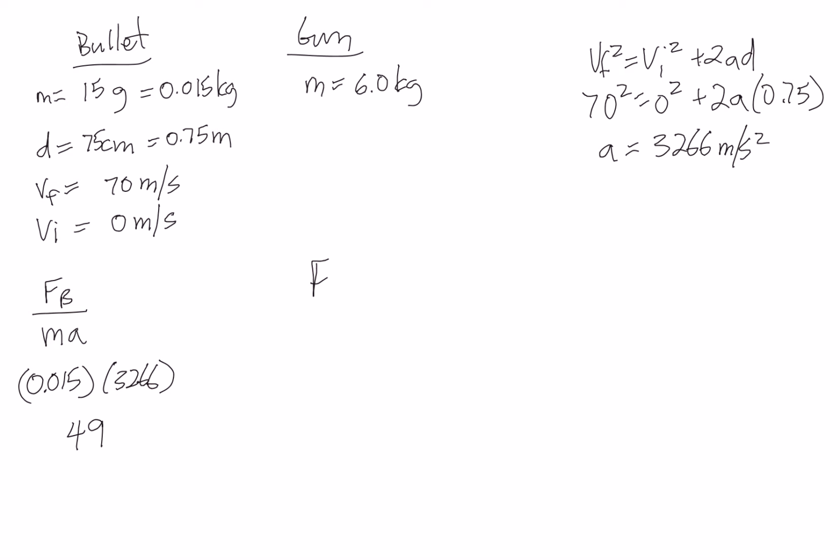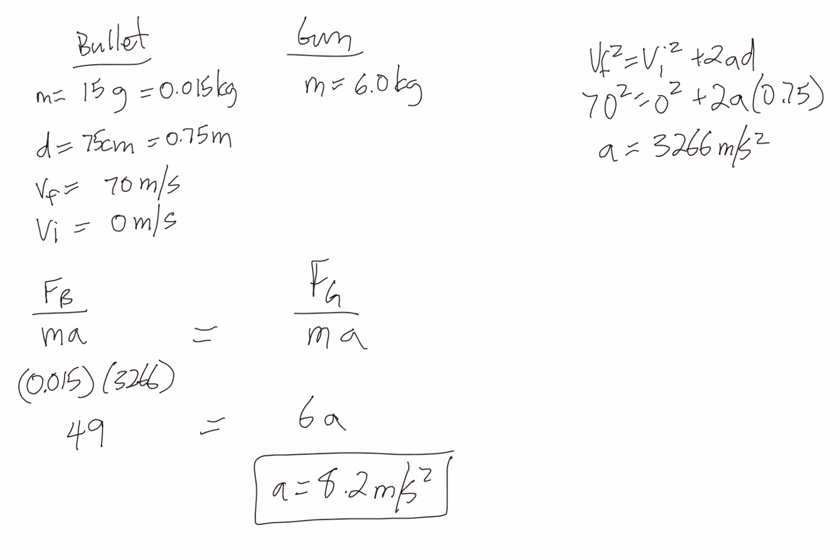So that means the force acting on the gun is going to be the same. It's going to be 49 newtons as well. So we'd have 49 newtons equals 6 times acceleration. So 49 divided by 6 gives us an acceleration of 8.2 if we round it off.